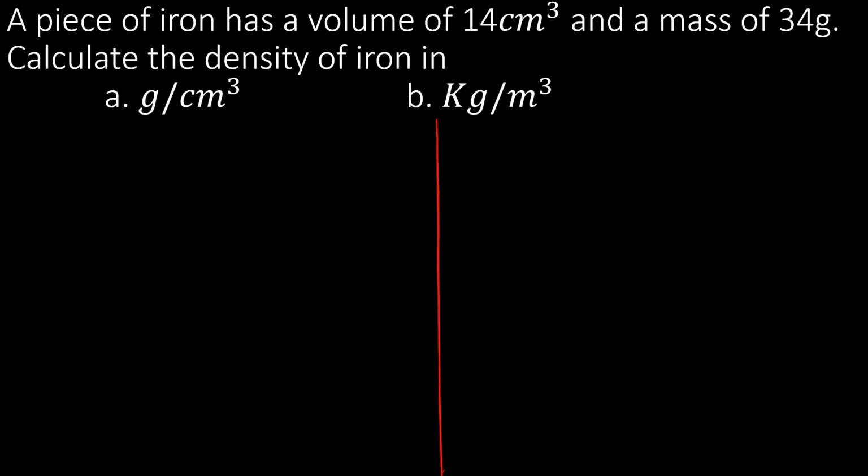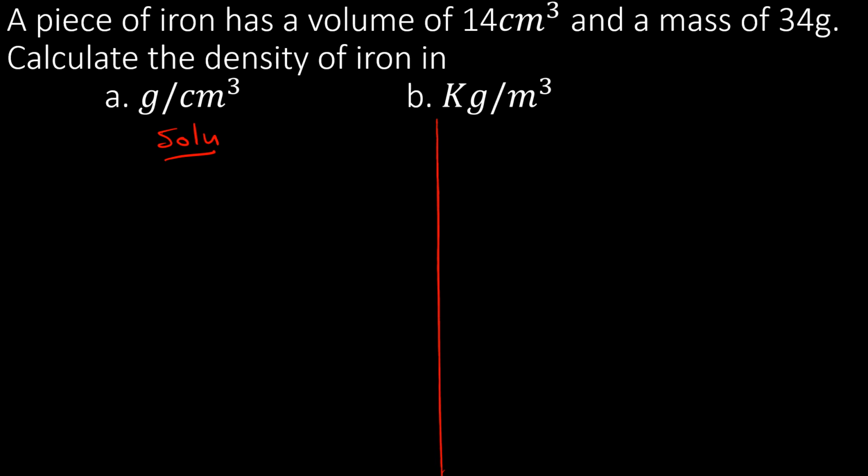A piece of iron has a volume of 14 cm³ and a mass of 34 grams. Calculate the density of iron in A, grams per cm³, B, kilograms per meter cubed. Okay, let's solve it.